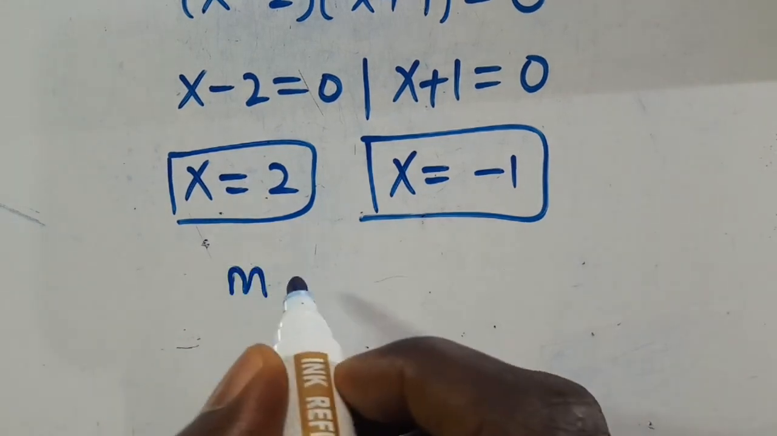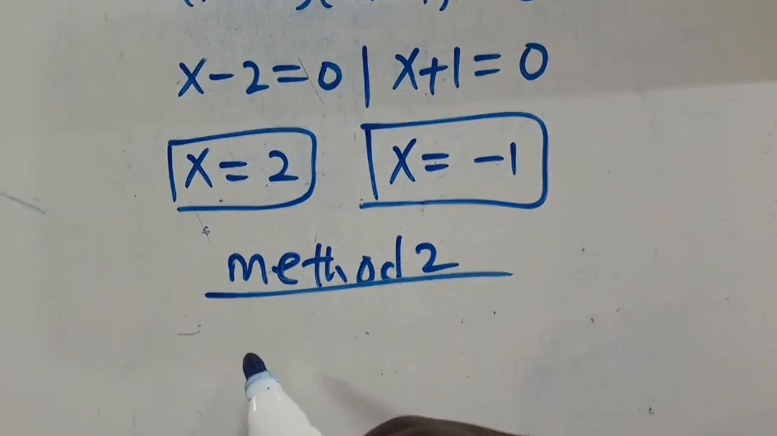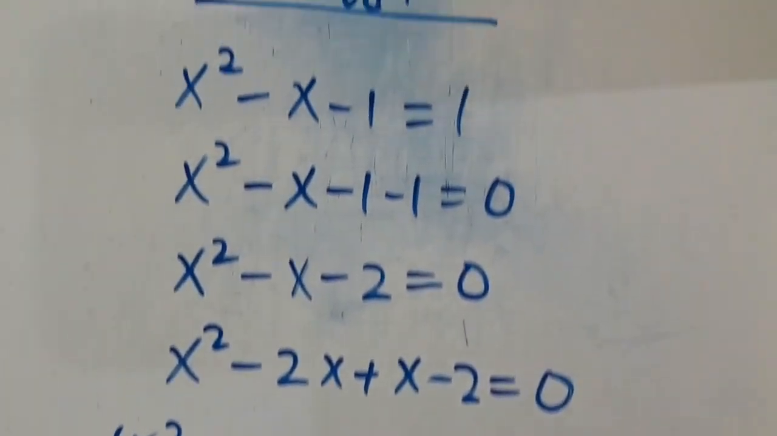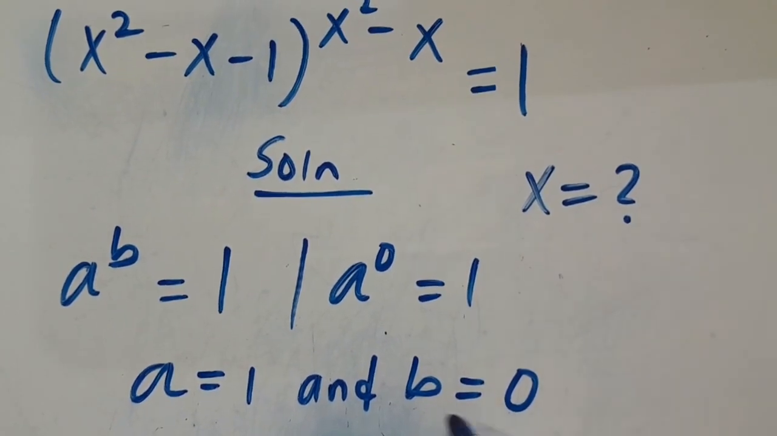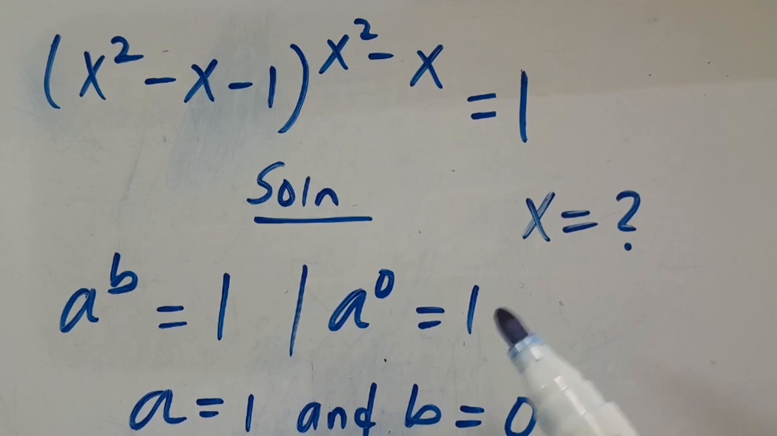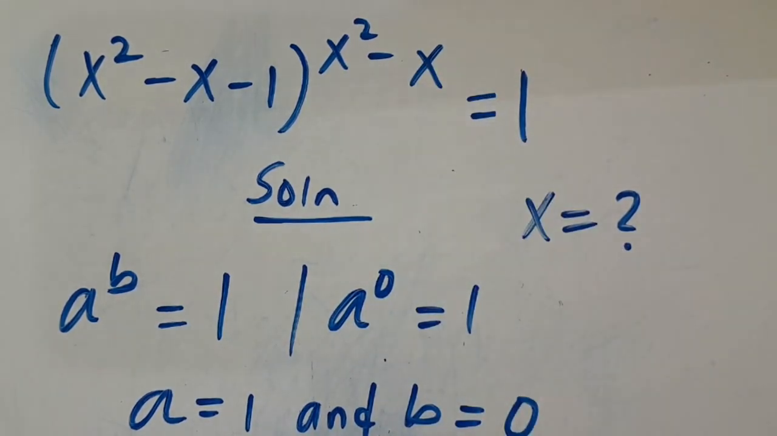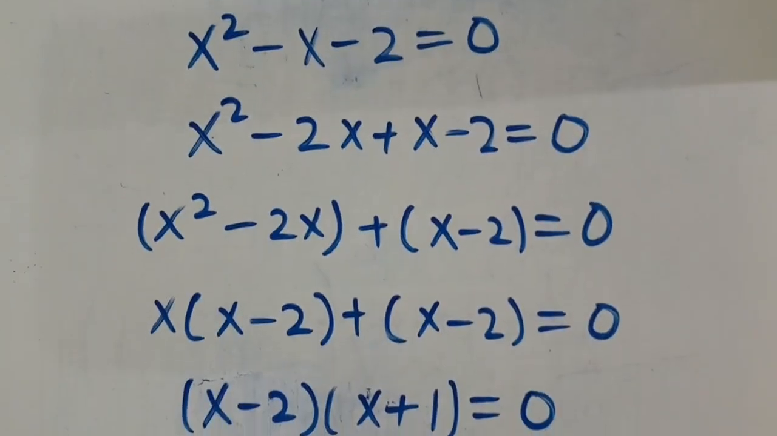Also, let's say method 2. When we have from here, where we have our b to be equal to 0, meaning that our b is equivalent to x² − x. So let's see if we are going to have another solution.